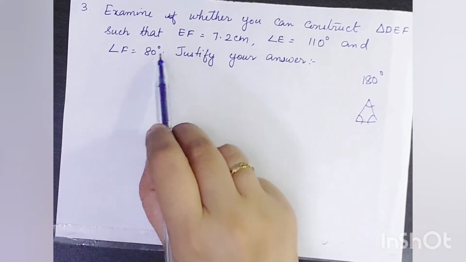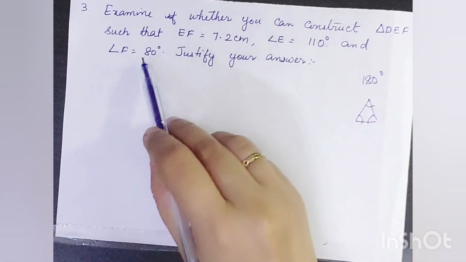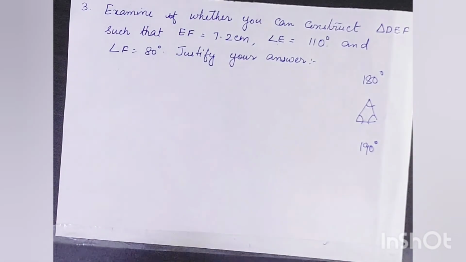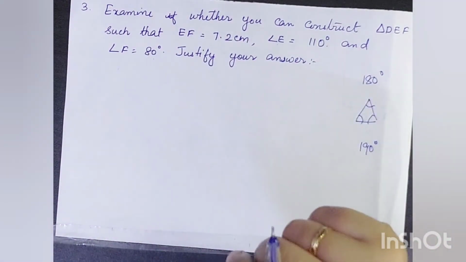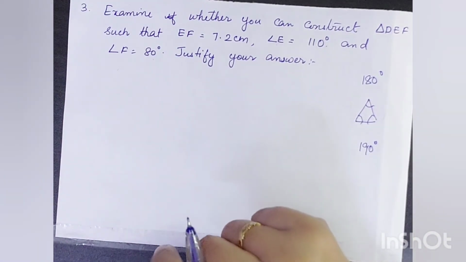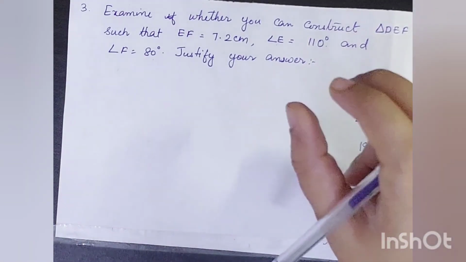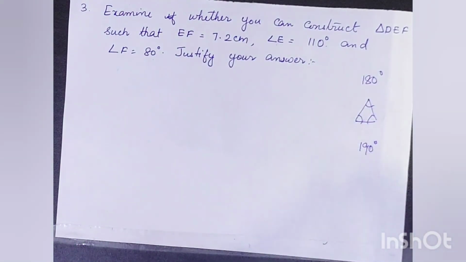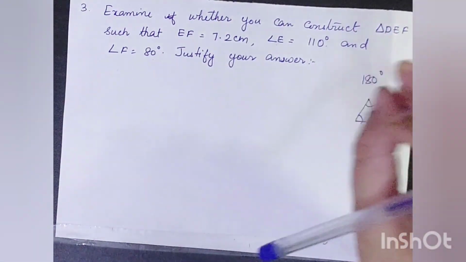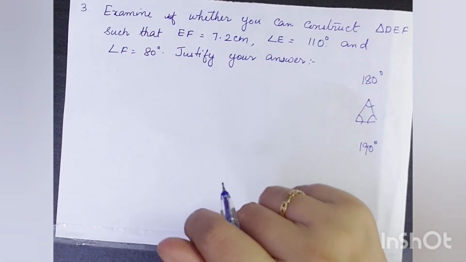Now what all angles have they given? Angle E they have given, angle F they have given. Now take the sum of these two, 110 plus 80. It's already equivalent to 190. So can we construct a triangle with this measurement? No. Correct? So how do you justify? In a triangle, the sum of the three angles should be equivalent to 180 degrees. Okay. So if that is not the case, then that triangle cannot be constructed. So clear with this? Okay.